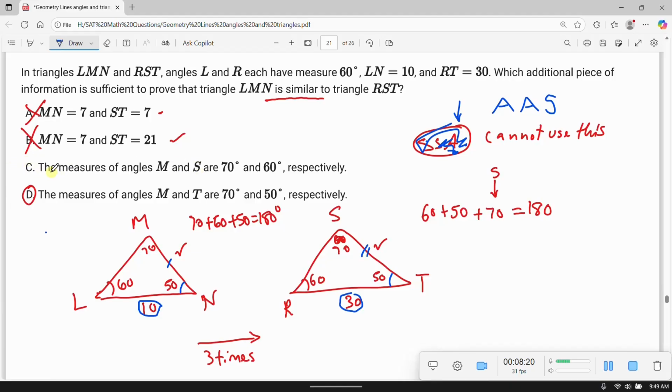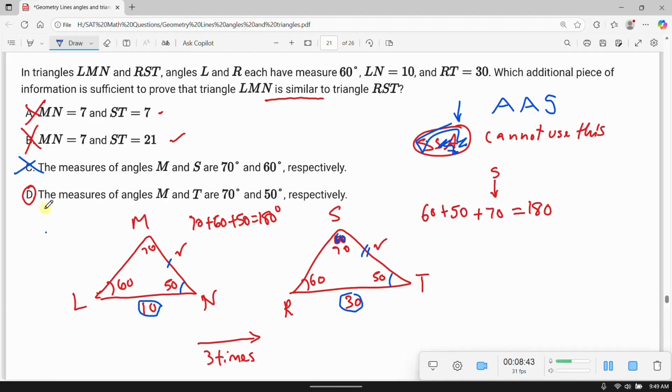And the next one says the angles M and S are 60 and 70. So if I put 60 and 70 here, the two angles are not congruent. So in order to be similar, all the angles need to be congruent. They need to be exactly the same. So this is also wrong.